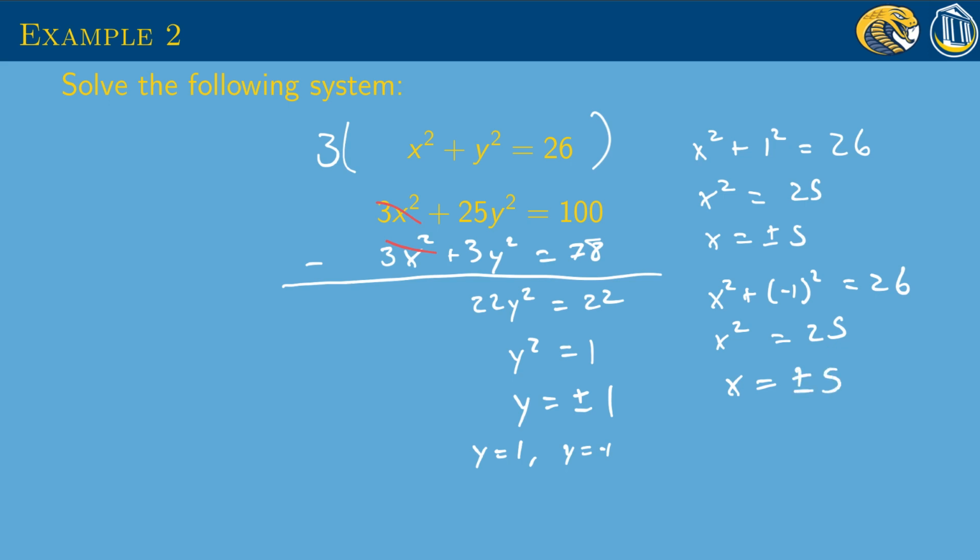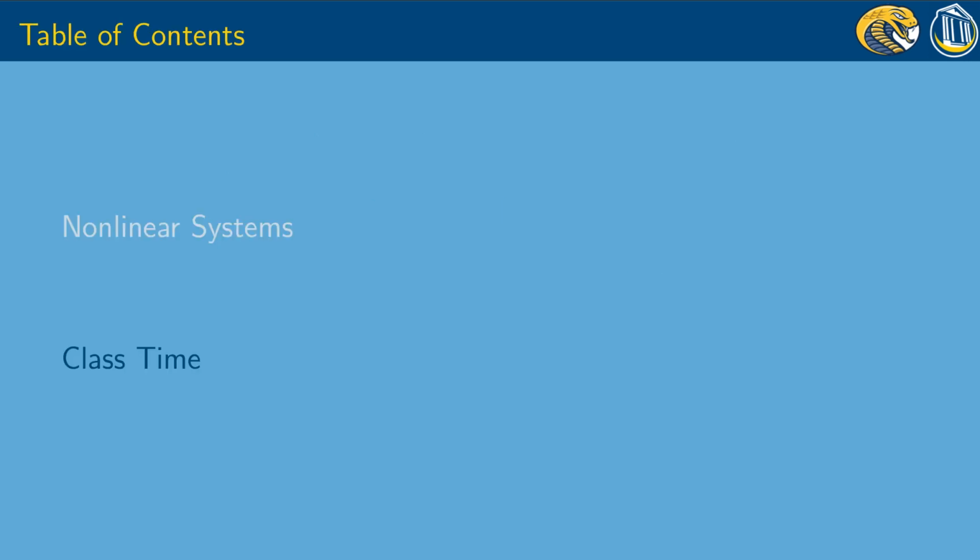This actually has 4 unique solutions: (5, 1), (5, -1), (-5, 1), and (-5, -1), which you can verify graphically if you like, but it's always worth it to check that all of these solutions satisfy all the equations that you're given for it to be considered a valid solution.